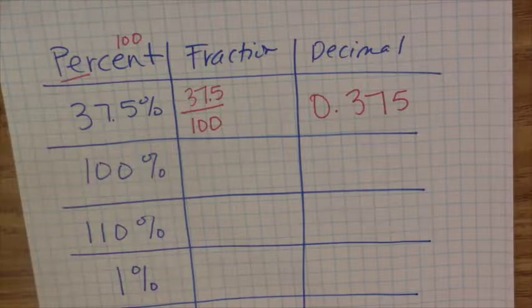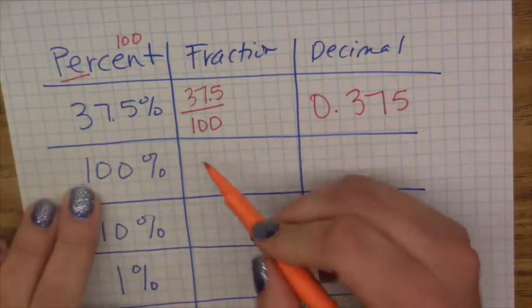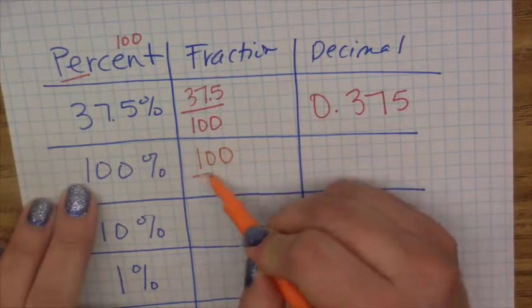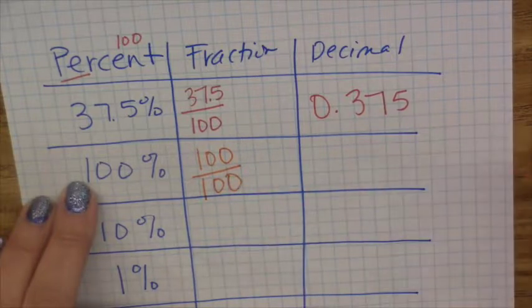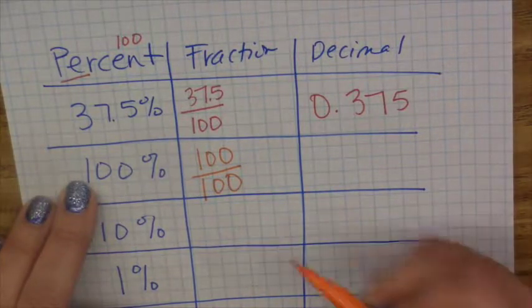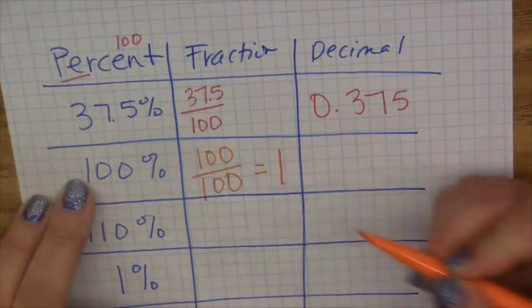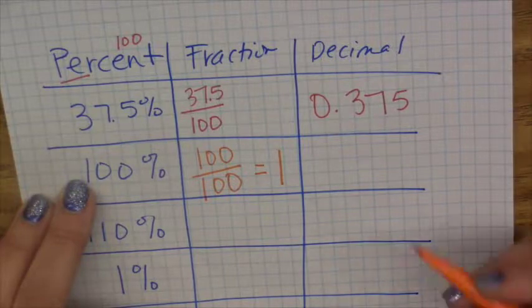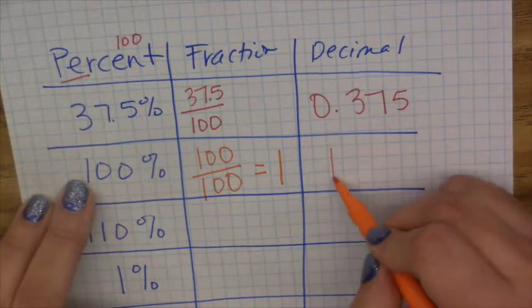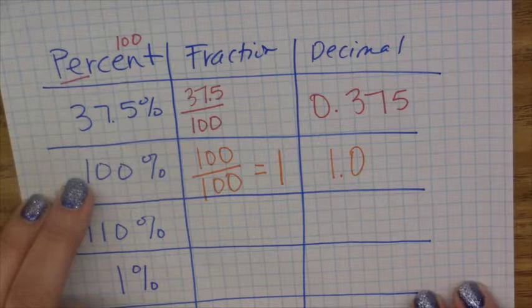All right, let's look at our 100%. So again, we're taking our 100, which is our number in our percent, and we're putting it over 100, which we could simplify down just to 1, which would also be our decimal, 1.0.